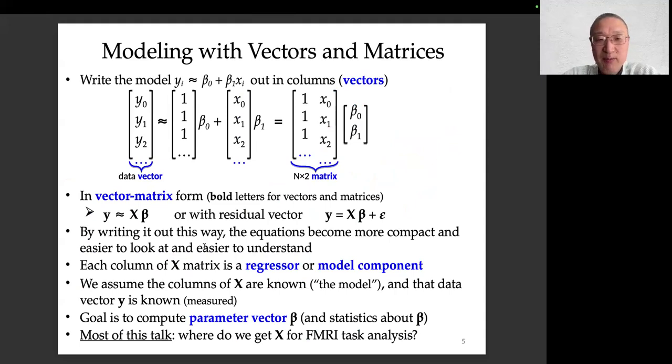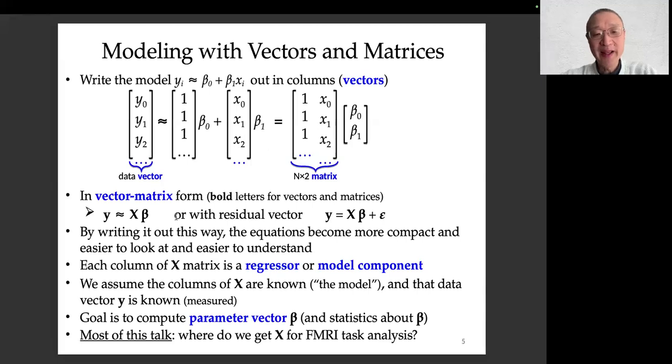We usually write that model in this vector-matrix format because it's more concise. It's easy to manipulate using algebra to express the solving process, and also for programming. So on the left-hand side, the y, we put it as a vector. For fMRI, that would be our time series at each voxel in the brain. On the right-hand side, we have the intercept. The corresponding vector is just 1, 1, 1. Then the second term is the time series for the explanatory variable. So beta 1 is the slope.